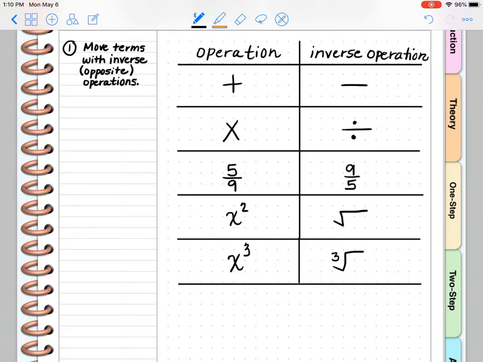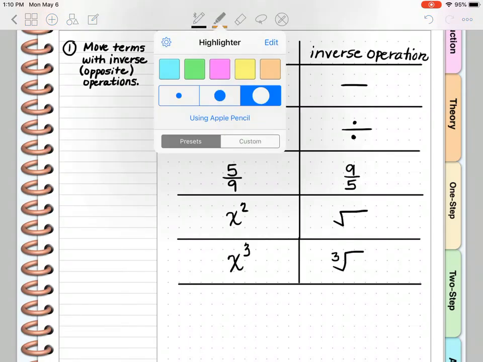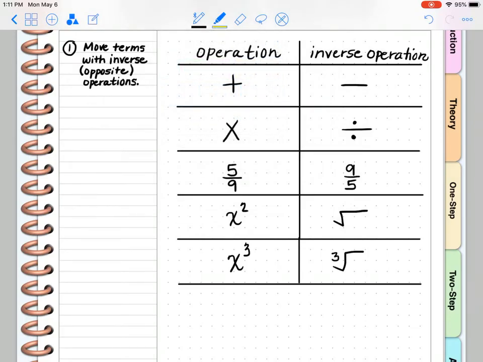So we're going to remember always to move terms with inverse operations. That is golden rule number 1. And I'm going to highlight that in gold. Move terms with inverse operations.